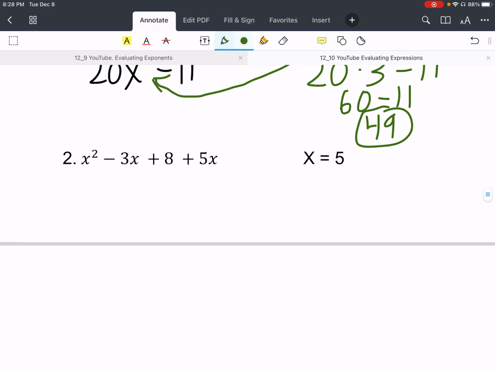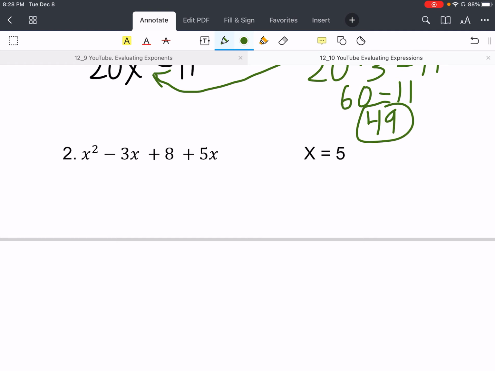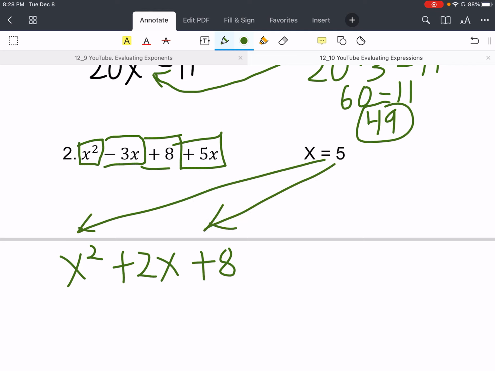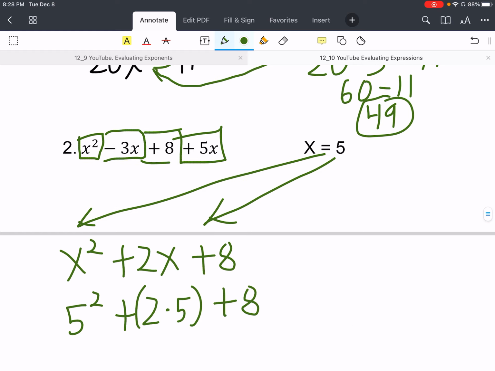Slightly tougher. I'm going to go below the page break. So we have x squared here. I'm going to combine negative 3x and positive 5x. That's going to leave us with positive 2x and our positive 8. So this one, we're taking our x value and we're going to substitute it in here because all the x's have the same value. So now we have 5 squared plus 2 times 5. I can put that in parentheses to help me stay organized, plus 8.